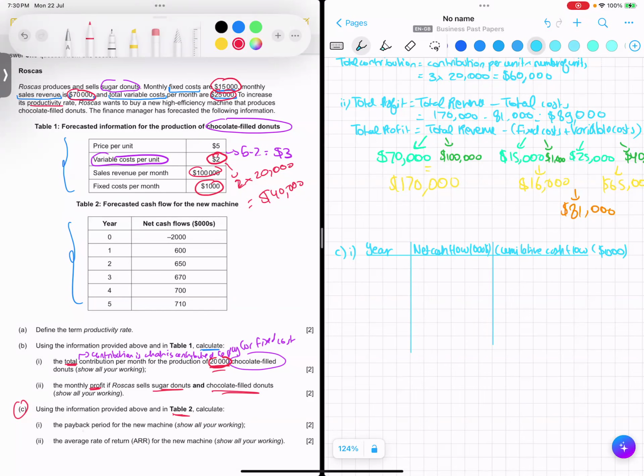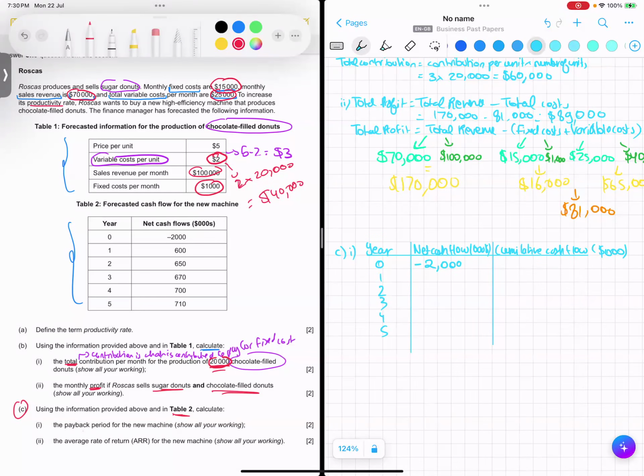Okay, so first you do year 0, year 1, year 2, year 3, year 4, year 5. Then you just begin. So you start by putting the minus 2,000. It's 2 million, but whatever, we're just gonna follow whatever they're doing. So guys, keep in mind that I'm just gonna actually explain.